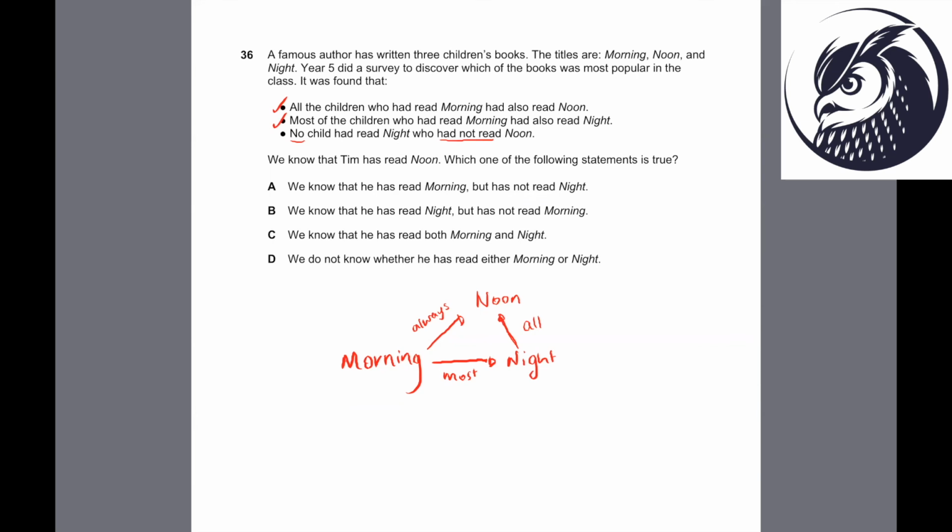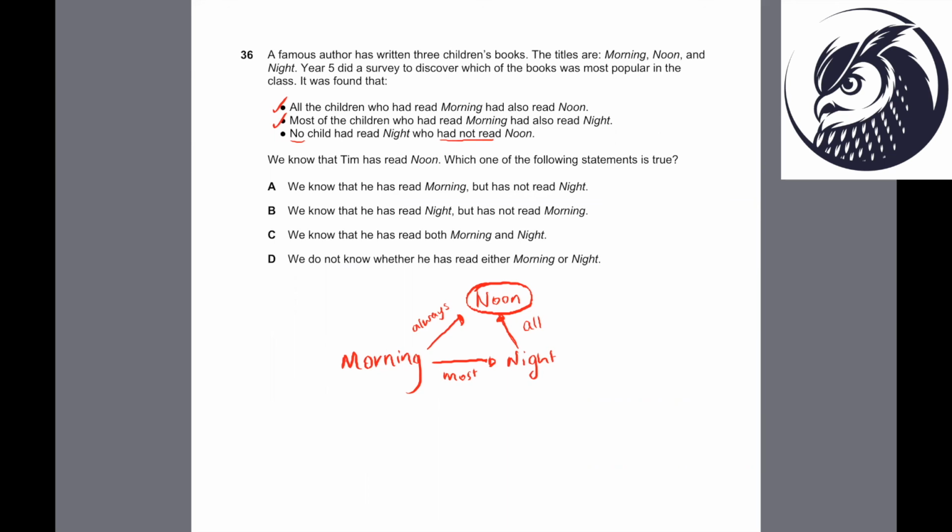Now let's look at our answer, our question stem. It says, we know that Tim has read noon. Which of the following statements is true? Let's go back to our diagram. We know that Tim's read noon, but do you notice how none of the arrows are actually going away from noon? They're all pointing towards noon. So if Tim has read noon, it doesn't mean that Tim has read morning. It doesn't also mean that Tim has read night, because the arrows are not going away from noon, they're going towards noon. So we can't establish a backwards relationship or a reverse relationship here.